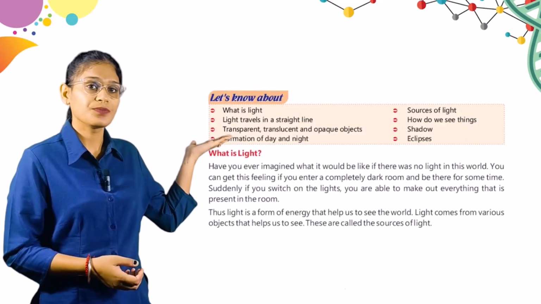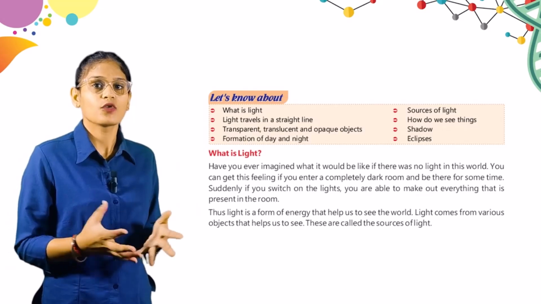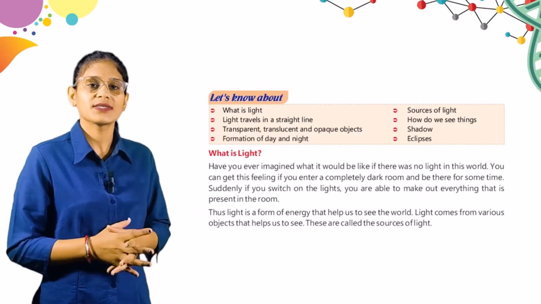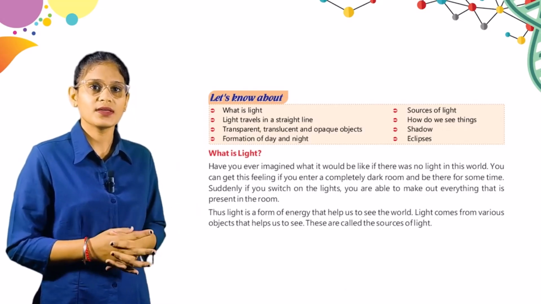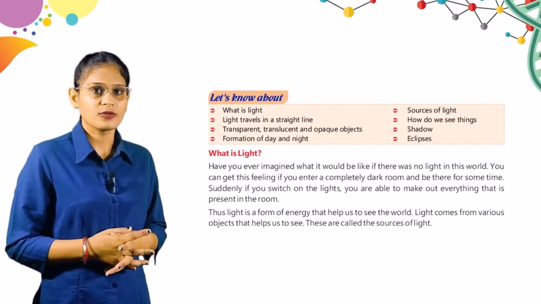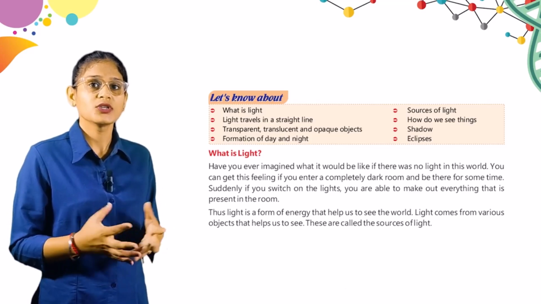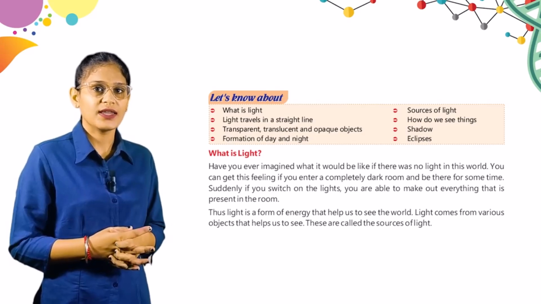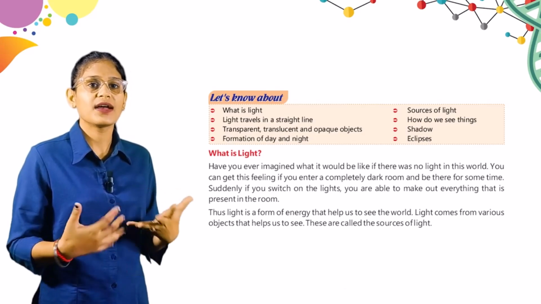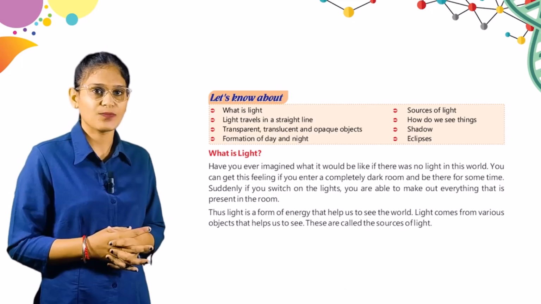Now let's know about what is light, sources of light, light travels in a straight line, how do we see things, transparent, translucent and opaque objects, shadow, formation of day and night, eclipses. So these are some topics we are discussing in this chapter.